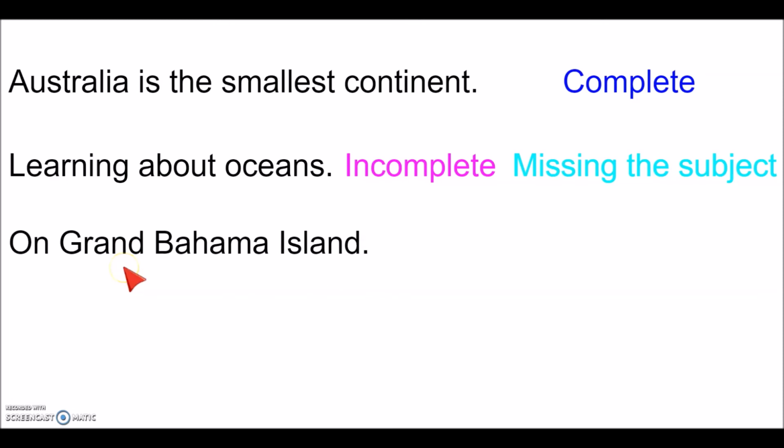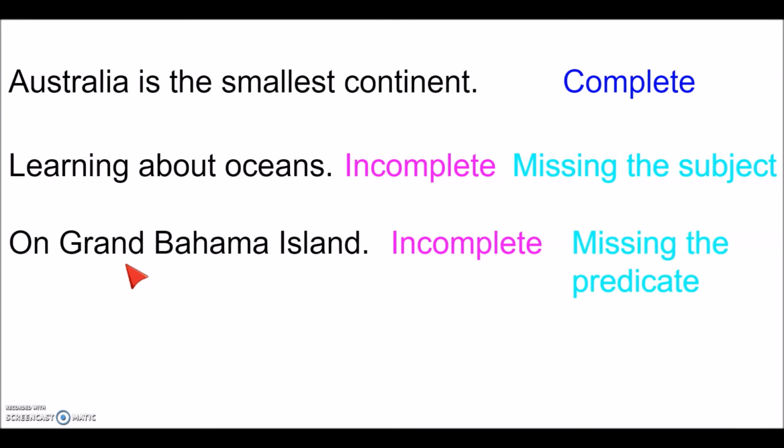On Grand Bahama Island. I'll give you a moment to think about, is that a complete sentence or an incomplete sentence? Well, if you said incomplete, you're right, because it's missing the predicate. Island is a noun. Grand Bahama makes it a proper noun. So we're missing the predicate. What about Grand Bahama Island? That's what we have to ask ourselves. This is not a complete sentence.